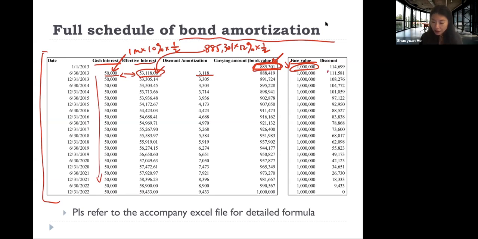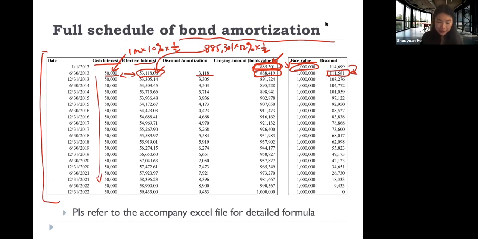And then after this discount amortization, your discount is going to be decreased to 111,581. So after this discount amortization, the book value of the bond goes up, because your discount goes down. Discount is a contra account to your investment account. So our investment will go up.